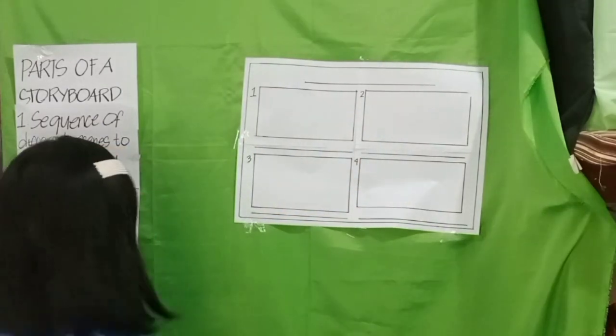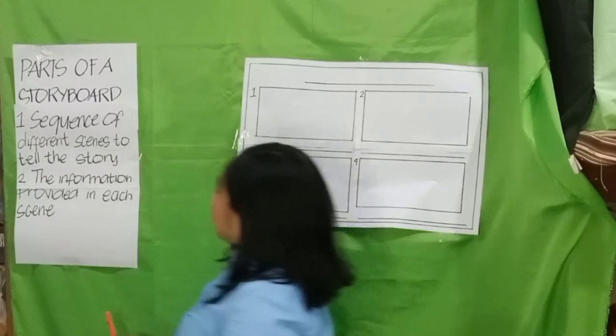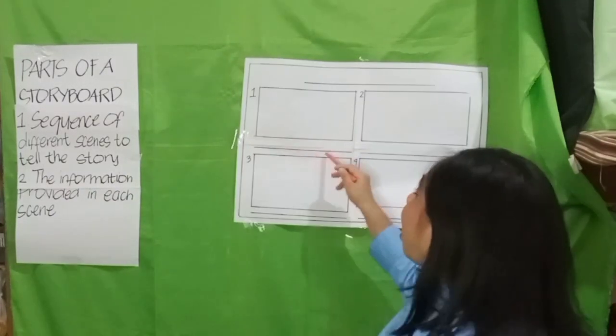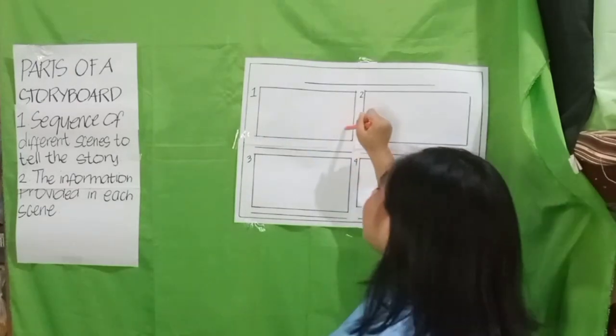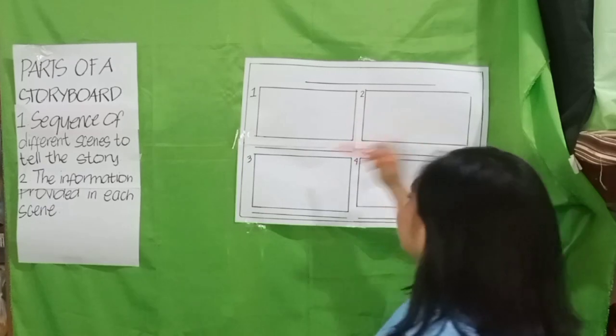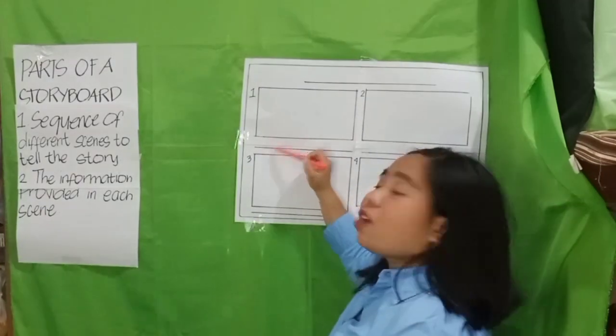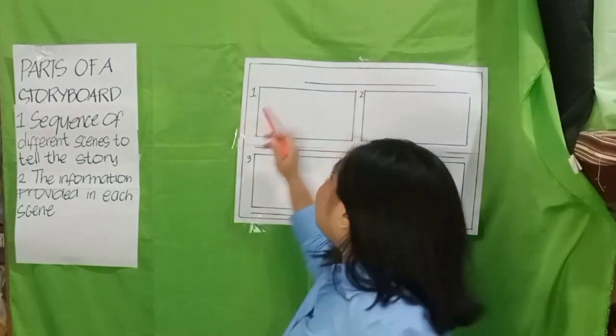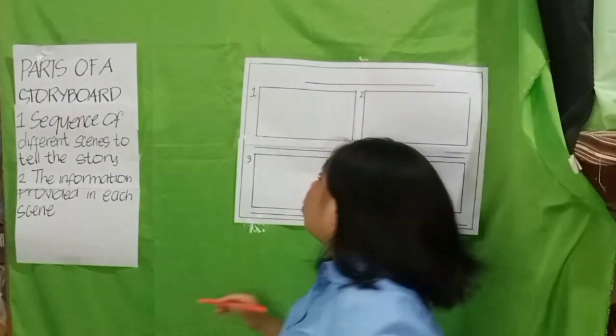Then the second part is the information provided in each scene. As you have noticed, there's a line after the frame, or below the frame. This is where you put the information or the caption, so that the viewers can totally understand what your scene is meant to.